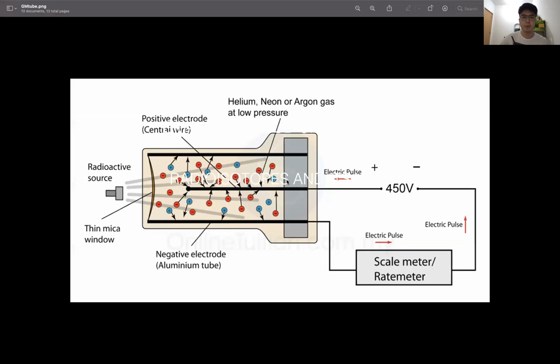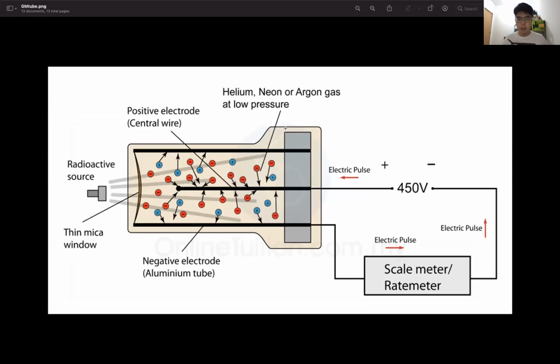What is a GM tube? Okay, look at the picture. This is the internal structure of the GM tube. Look at the circuit first. Okay, the circuit. Now, you see the circuit, right? It is disconnected initially.